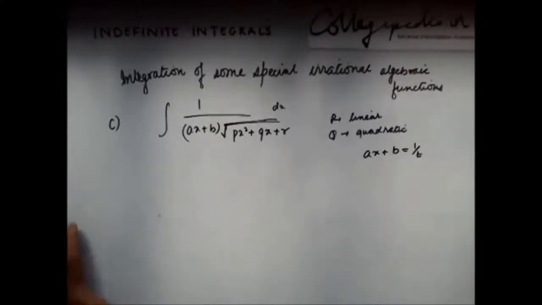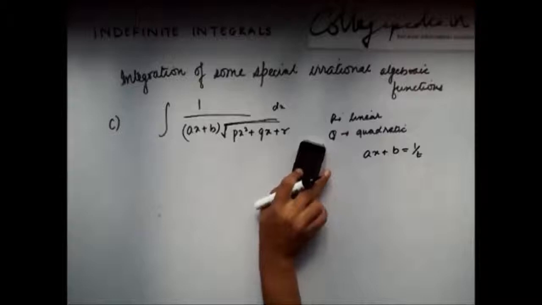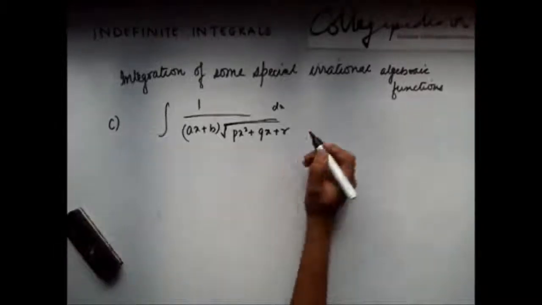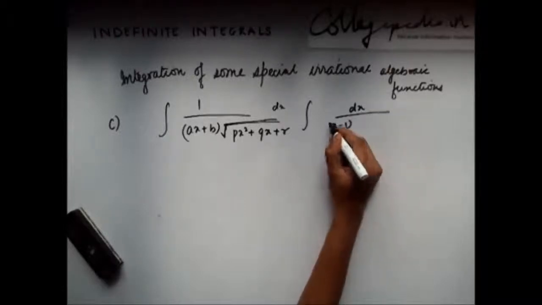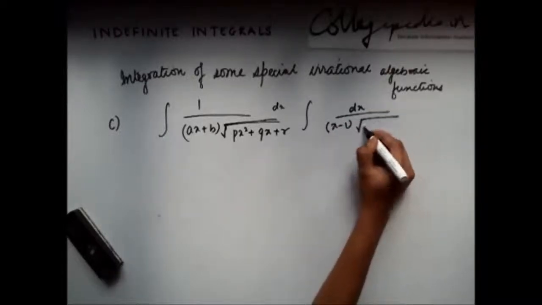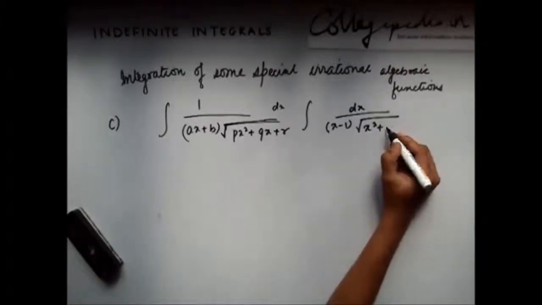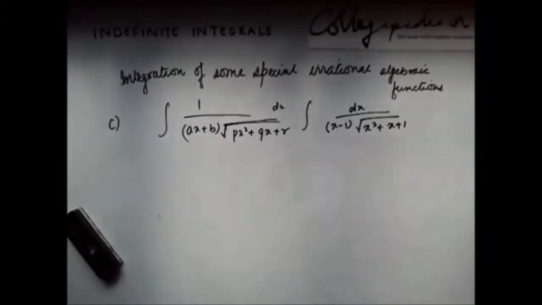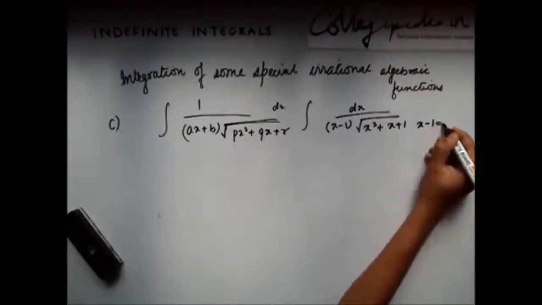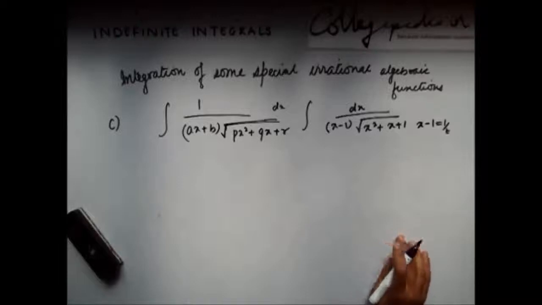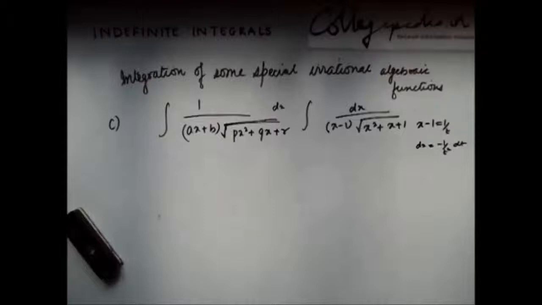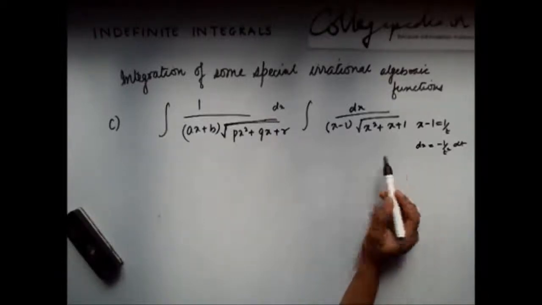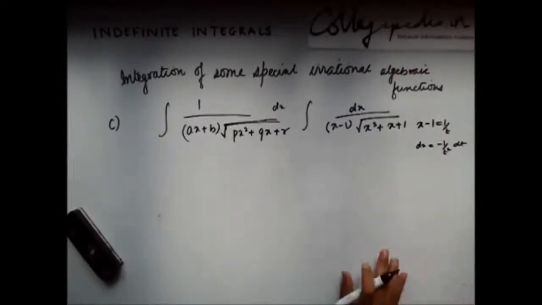Okay, let's take an example. Let's say we have been asked to integrate dx divided by x minus 1 root under x square plus x plus 1. So as I said, I'll take x minus 1 as 1 by t. So my dx becomes minus 1 by t square dt. Now let's substitute t in terms of x.